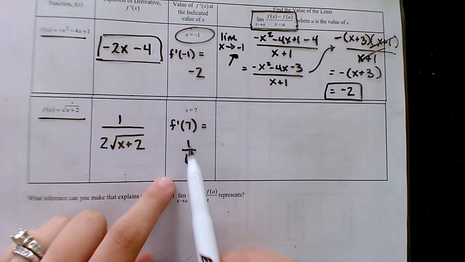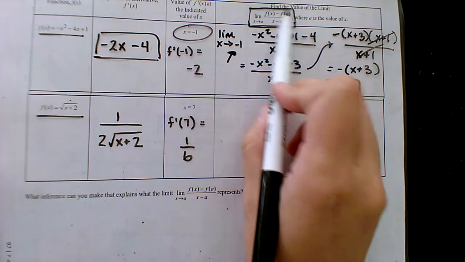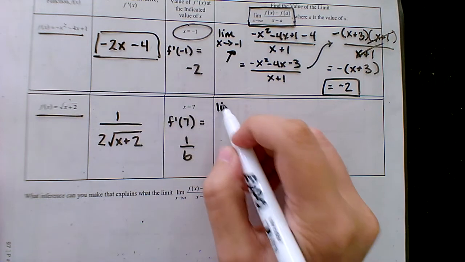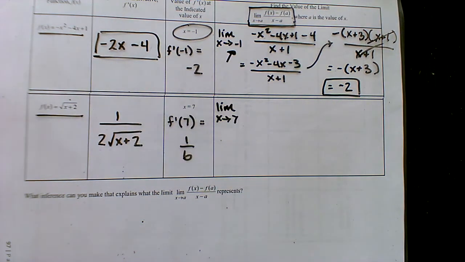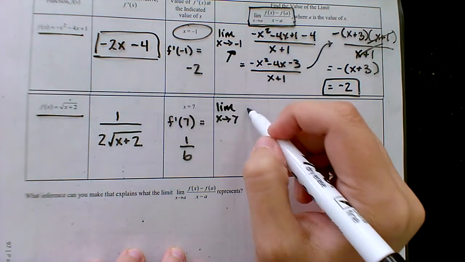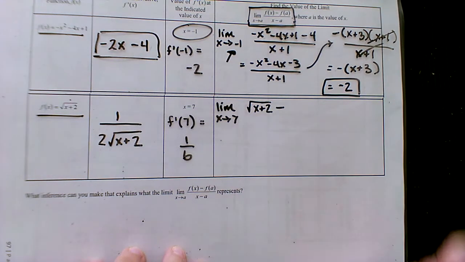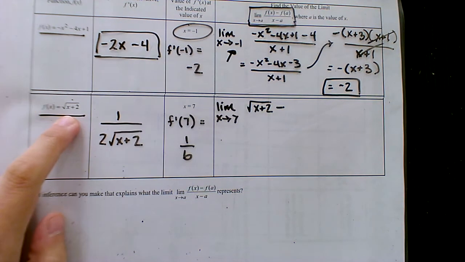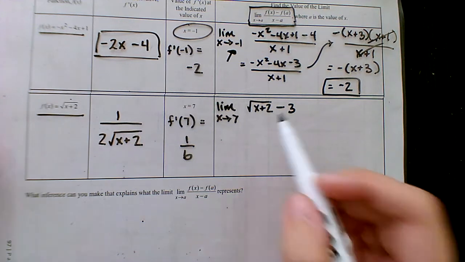Okay, so we should probably anticipate a value of 1/6. Let's just see if we can get it. So we're going to use this difference quotient. So x would be approaching 7. Okay, that's the location where we want to find the slope of the tangent line. So we're going to take the original function, and then we got to subtract f of 7. So if you were to plug in 7, you get 3. Yep, square root of 9, we get 3.